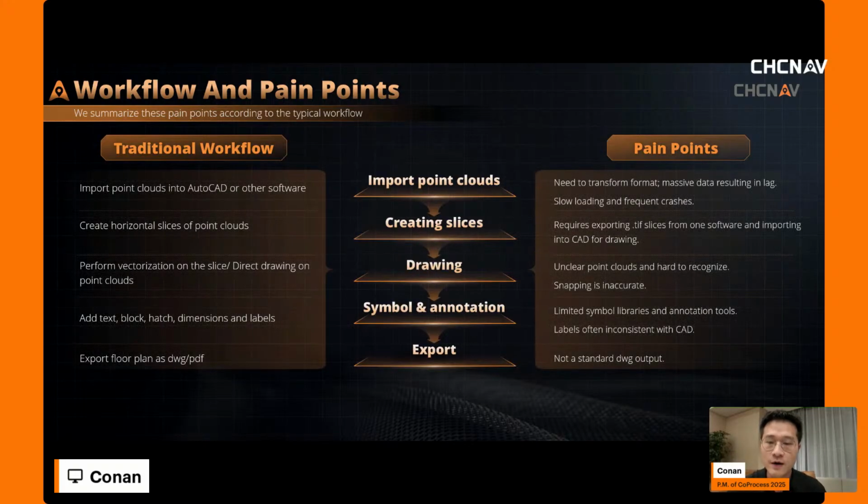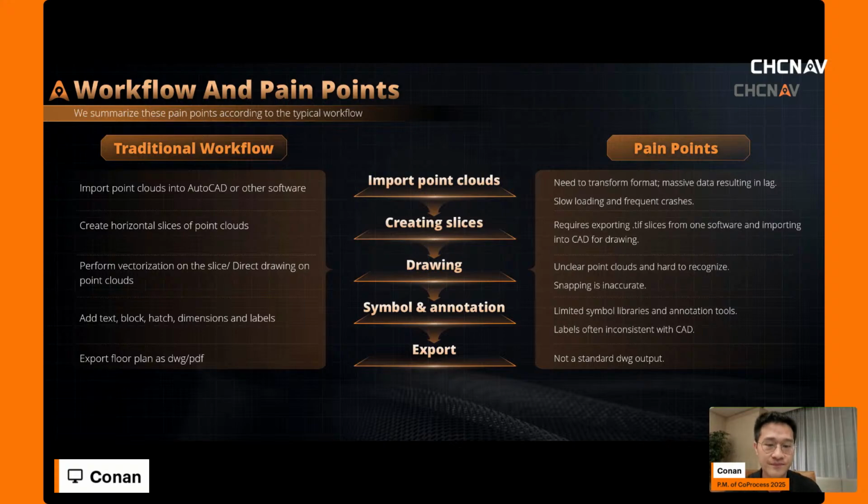We summarize the workflow into 5 steps: import point clouds, create slices, join, add symbol and annotation, and finally export. But in each step, there are limitations. Like in the first 2 steps, loading large data size of point clouds usually causes lags and crashes. So users have to create slices in one software and import slices in other software, like a CAD, for vectorization.